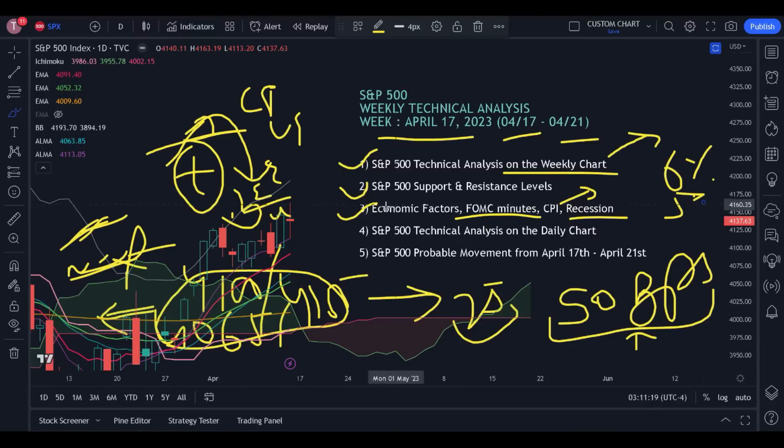So we will discuss all of these factors and then you will come to know what actually can happen in the coming time, why we are expecting a recession, and what will be the duration of the recession.